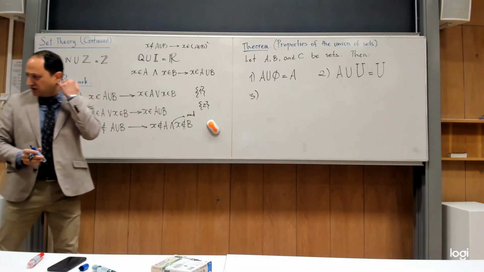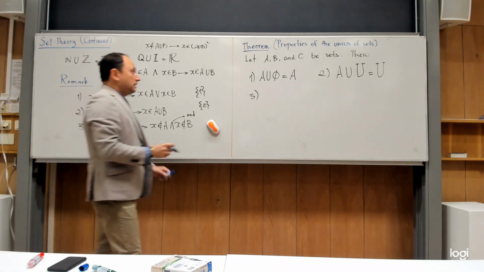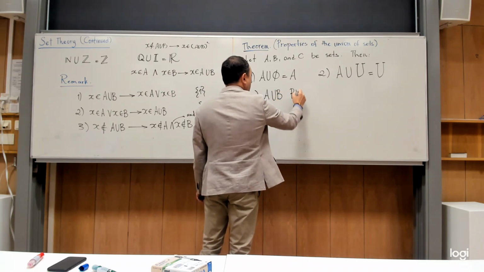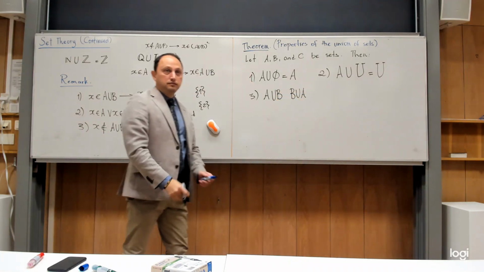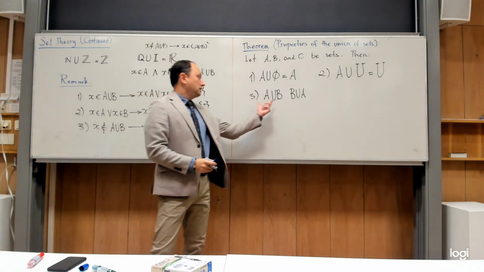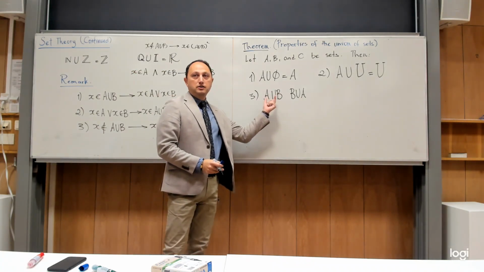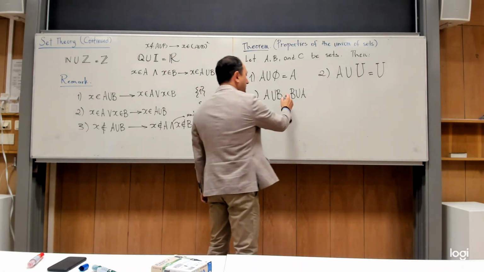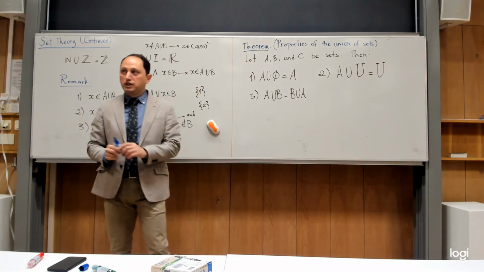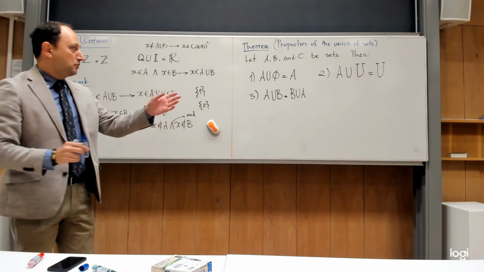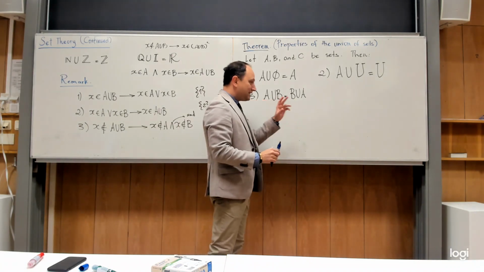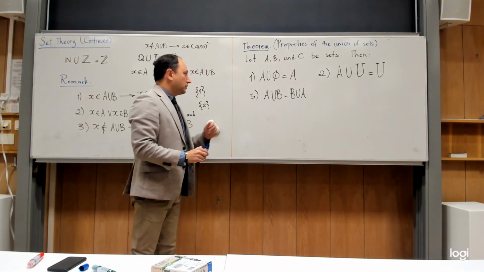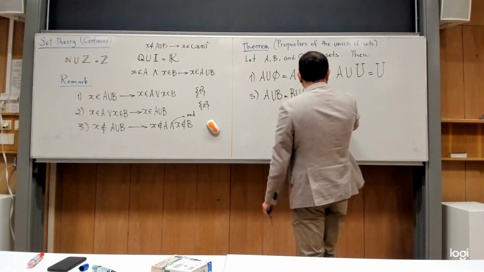Okay. Number three. What do you think would be the difference between A union B and B union A at the end? Does it matter the order that I union the sets at the end? No, because the order is not important. So it means that this is commutative, yes? So this operation is commutativity. So this means the union of sets is a commutative operation.